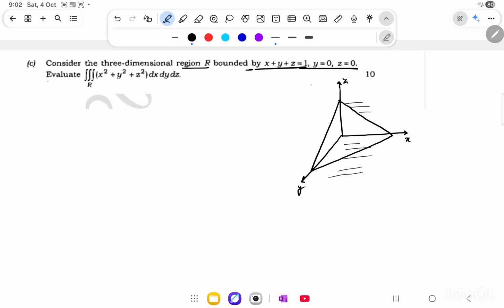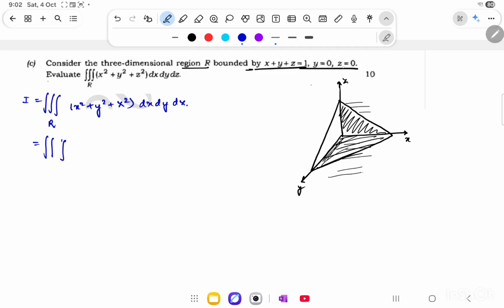So this is a region which is bounded from this side by this plane and from this side by this plane, and another one is this top plane, that is x plus y plus z equals 1. Now let's evaluate the given integral. Let's name it I, integrated over region R, x squared plus y squared plus z squared dx dy dz.